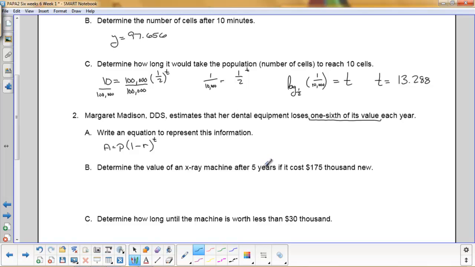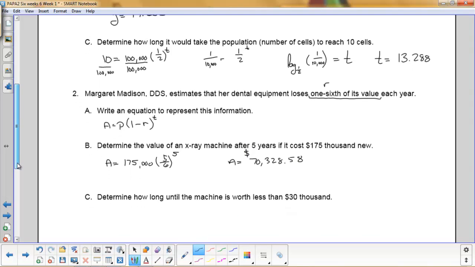So now we'll use that equation there to figure out what we're doing. Our rate is 1/6. So the number that is going to go in here will be 5/6. So we need to know our total amount. If it cost 175,000 brand new, if it's losing 1/6 of its value every year, and it's going to be 5 years worth of depreciation. Once you solve that, you get A equals $70,328.58.